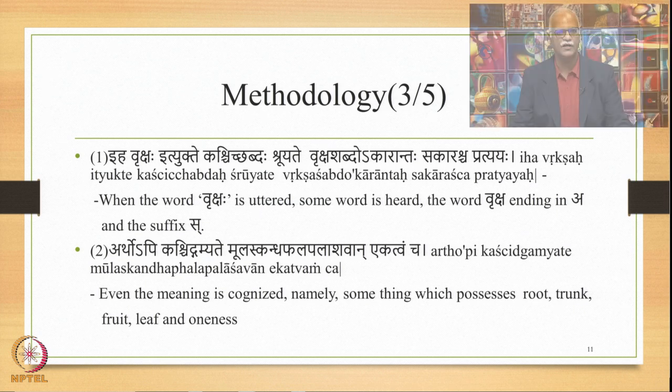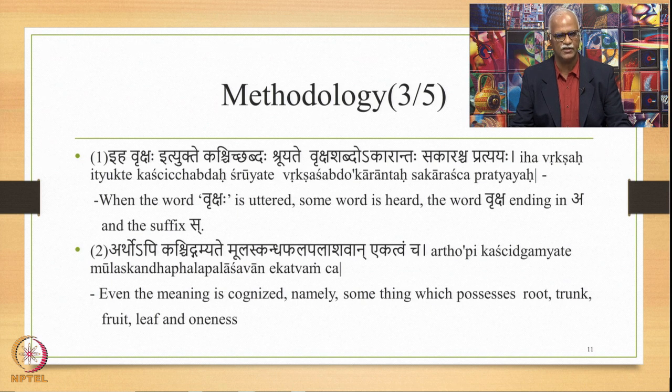Iha vrikshah ityukte kaschit shabda shruyate. Vriksha shabdo akarantah sakarascha pratyayah. What it means is, when the word vrikshah is uttered, some word is heard. So somebody is uttering the word vriksha, the hearer hears the word vrikshah. In this word, there is a word vriksha together with the suffix sa coming at the end of it, vrikshas, according to the existing grammatical system.